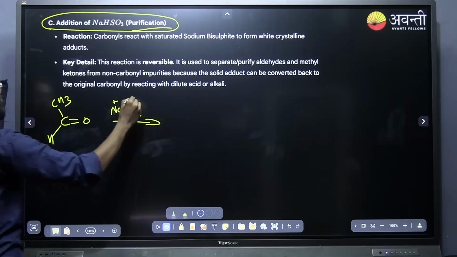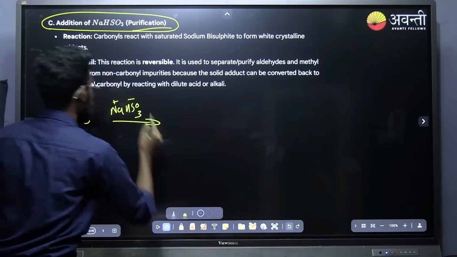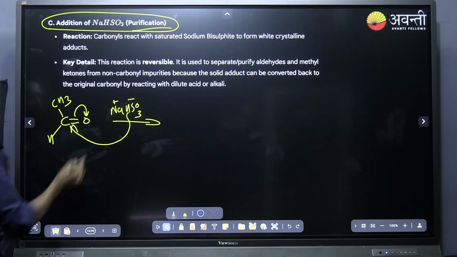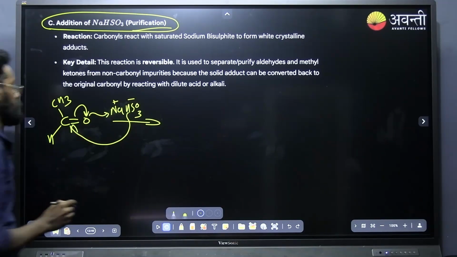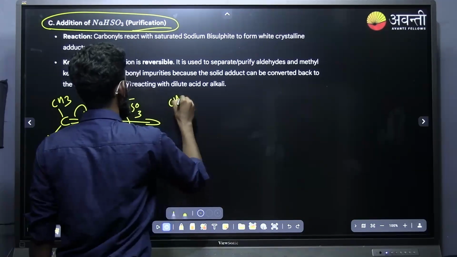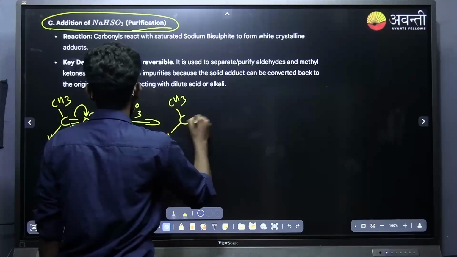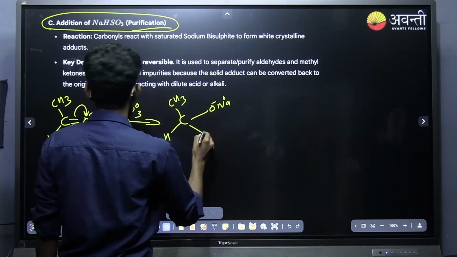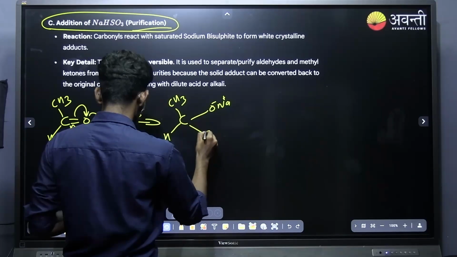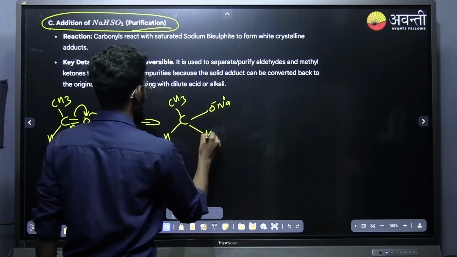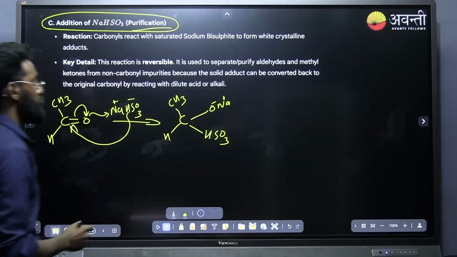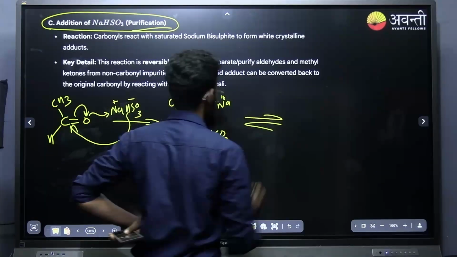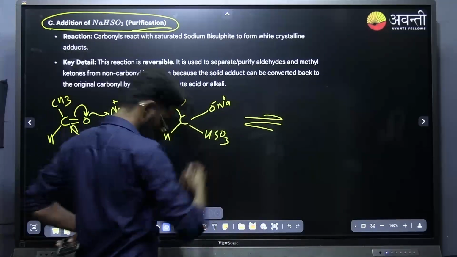And what is going to happen? This HSO3 minus will be attacking on the carbon, with shifting of the bond. Na plus will be catching. CH3, H, O Na plus and HSO3. This is the product that we are getting here. Now what is the next step? The next step is a reversible reaction.